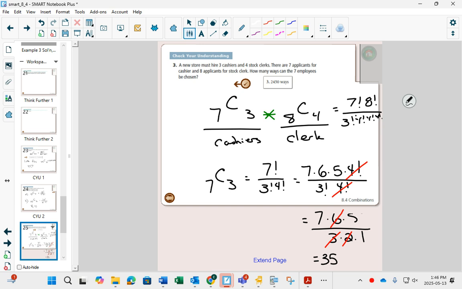These are all 4s. I know they look terrible. Because 7 choose 3 is 7 factorial over 3 factorial, 4 factorial. 8 choose 4 would be 8 factorial over 4 factorial, 4 factorial, and they just put it as one big fraction. Could you do that without a calculator? Yes. So I have seen that on exams that way. Okay, questions for this one?